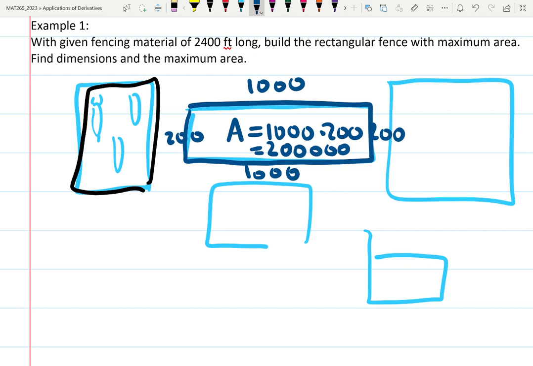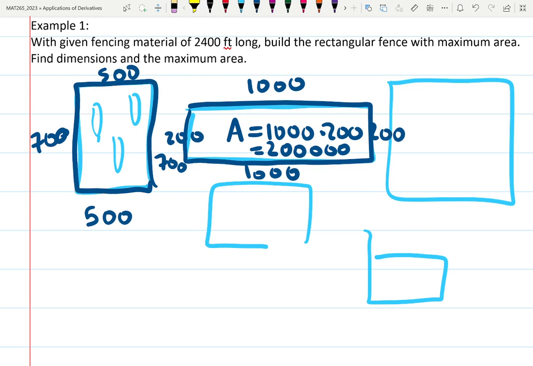But can you figure out another example? For example, for this standing one. Any other dimensions? In my notes, I have like 500, for example. So if the width is 500, then what is the length? Out of 2,400? 700, exactly. 700. So it's still a fence. It even closed nicely. And the horses can fit nicely. Look at that. So let's calculate area. Area will be 7 times 5, 35, and all the zeros together.